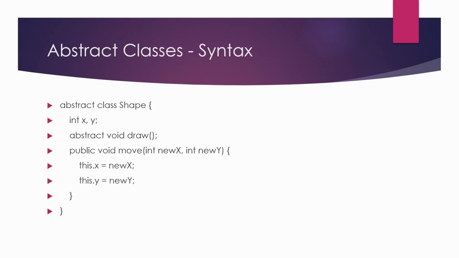Here's an example of an abstract class in Java. We define an abstract class called shape with an abstract method draw. This method will be implemented by the derived classes such as circle or square, while the base class shape may also have concrete methods like move that can be inherited directly.